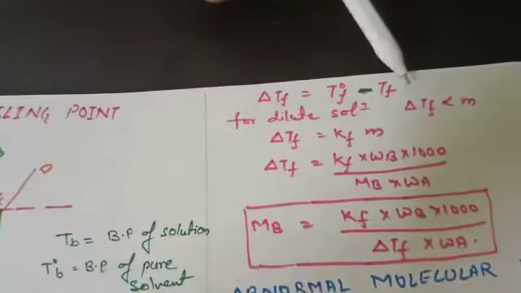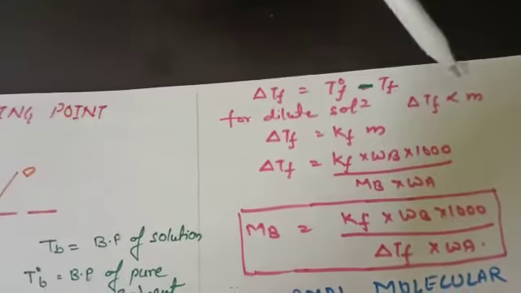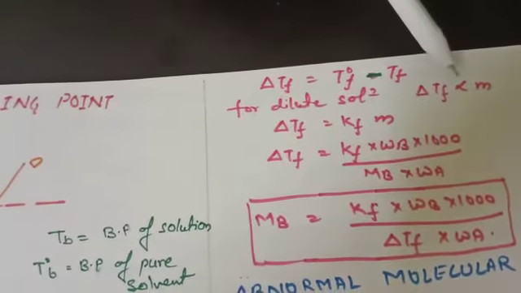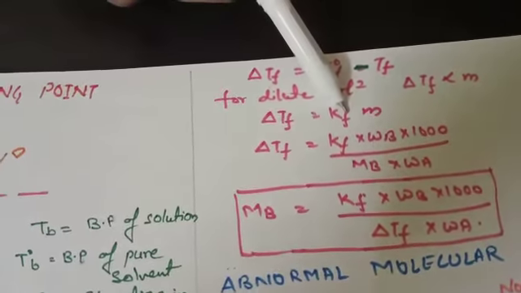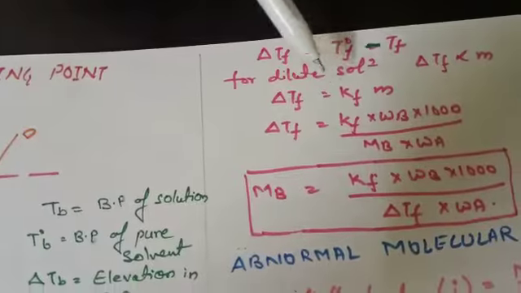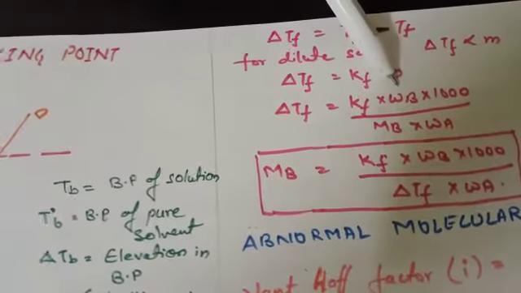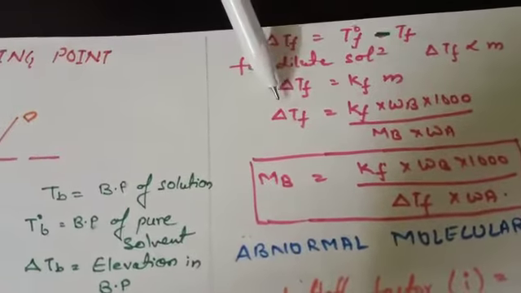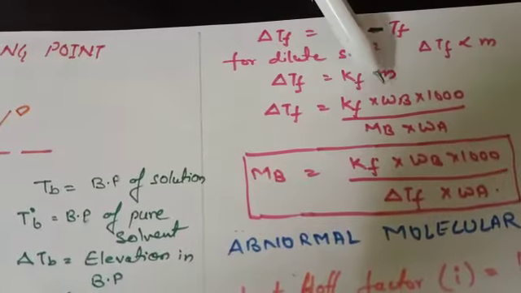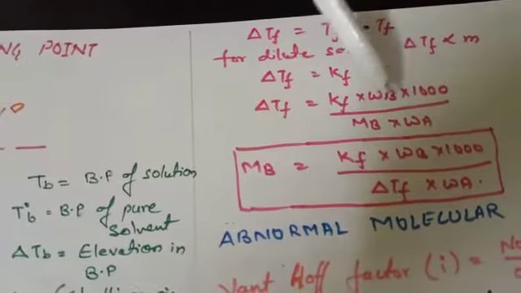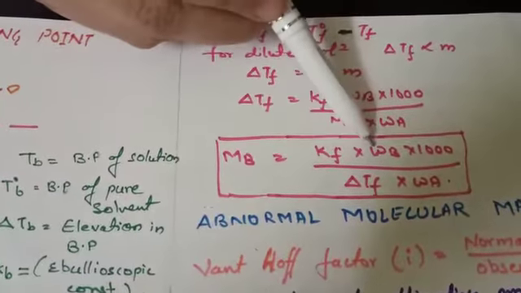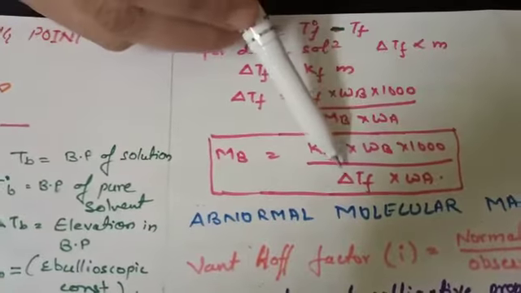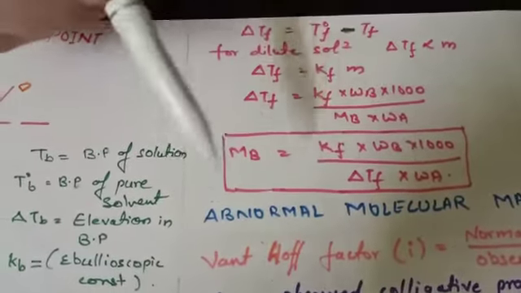For very dilute solution, again I have considered that del Tf is directly proportional to molality, and to remove this proportionality sign I have used a constant, that is Kf. Kf is known as the cryoscopic constant. Now molality, we know, is moles of solute upon mass of solvent in kg, hence the equation comes to be del Tf is equal to Kf into Wb into 1000 upon Mb into Wa. Hence the equation is Mb is equal to Kf into Wb into 1000 upon del Tf into Wa.